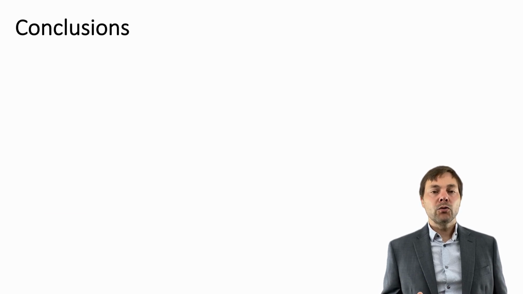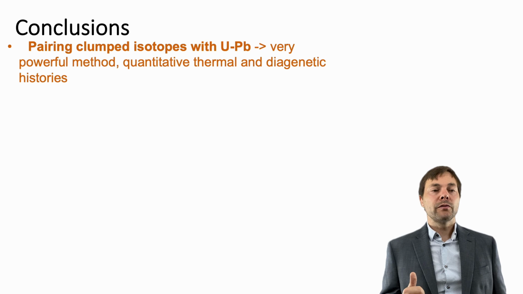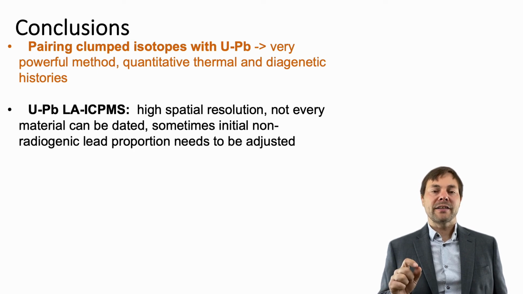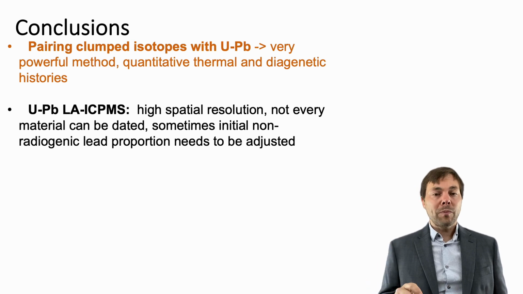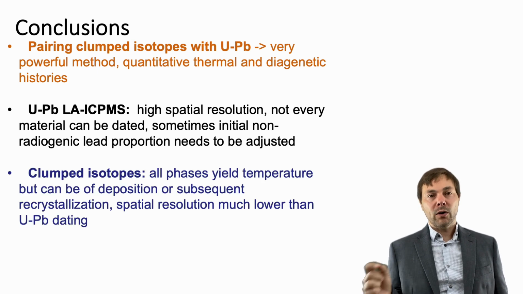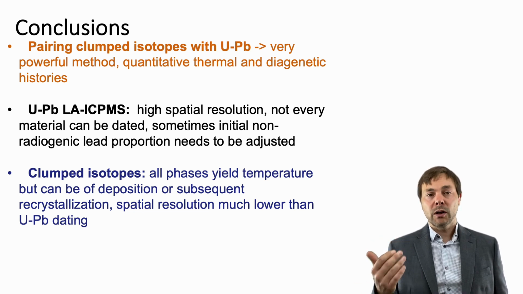So that leads me to my conclusions. I hope I've convinced you that pairing clumped isotope with uranium-lead is a very powerful method. It gives you quantitative thermal and diagenetic histories. The benefit of the uranium-lead LA-ICP-MS method is that you can do that at a very high resolution. Its drawback is that not every sample is datable. The benefit of the clumped isotope method is that it always works, but the drawback is you need relatively large samples. So pairing both methods gives you almost the best of both worlds, because you will always get some form of information from your sample.